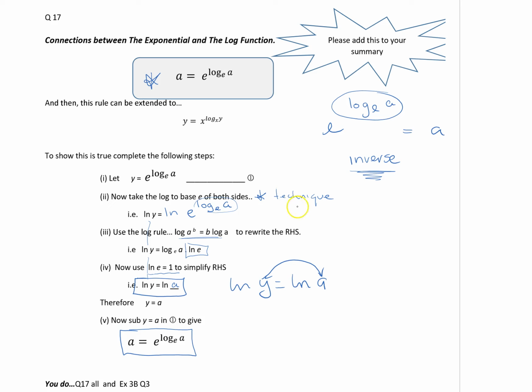And of course, it's critical that you understand that we've introduced a technique of taking the log of both sides, which is possible once you've got an equation. You can take the log of both sides. That's fine. Okay, could I please get you then to do question 17, and in exercise 3B, do question 3.